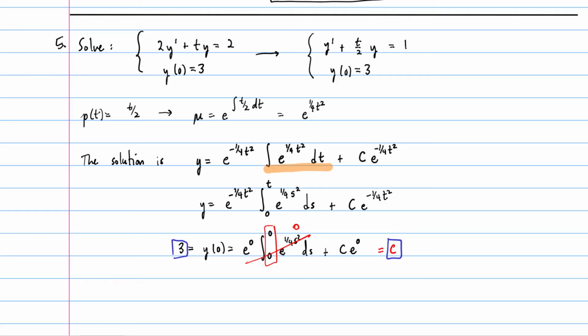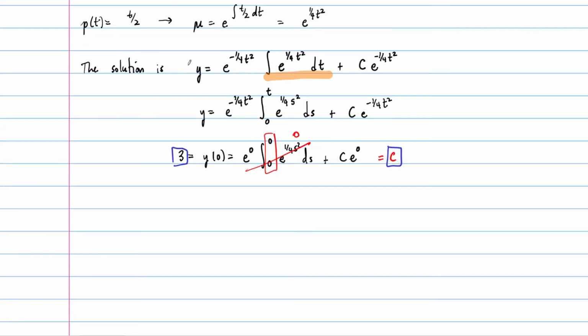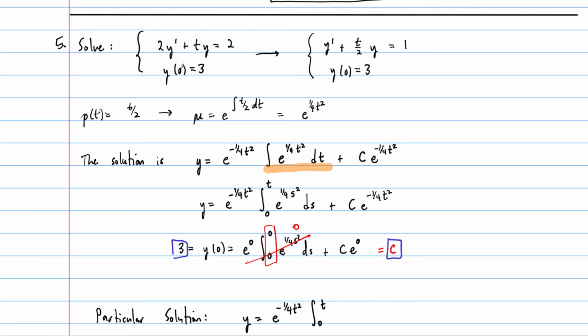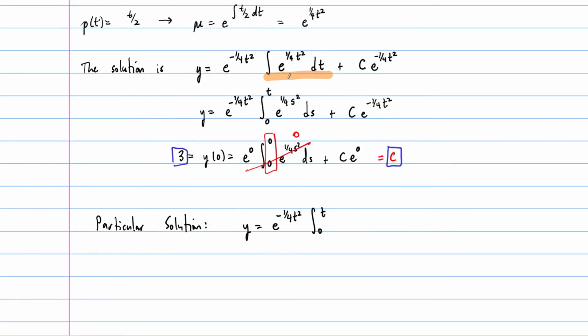And so in this case, our particular solution, we are going to leave in terms of an integral, but we're going to use the fundamental theorem of calculus to make it a particular integral, right? So the particular solution to this initial value problem is that y is equal to e to the minus 1/4 t squared times the integral from 0 to t. This 0 comes from the initial t value, and then we had to solve for c using the initial y value.